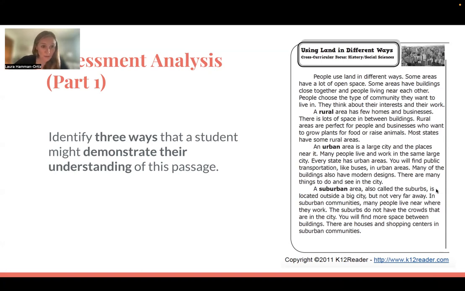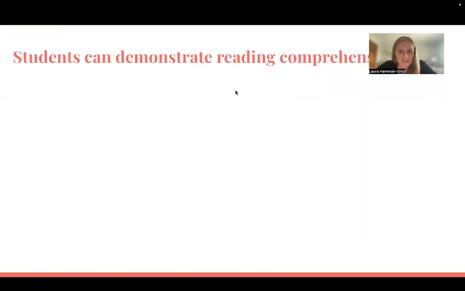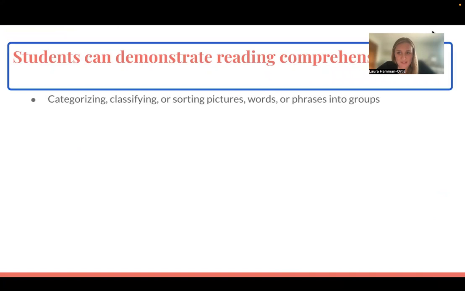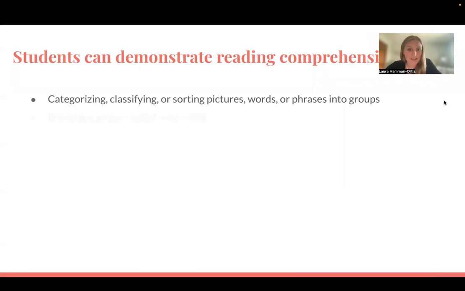I'm going to move forward, but again, pause the video if you want to try the activity before I talk you through it. So here are a few different examples. Students can show reading comprehension in more ways than just writing answers to comprehension questions or orally stating them. So one way they could do it is by categorizing, classifying, or sorting pictures, words, or phrases into groups. So you might imagine having images of or the words urban, suburban, rural, and then they have to categorize different things that would fit in those different sections, right? So that would show you they understand the content.